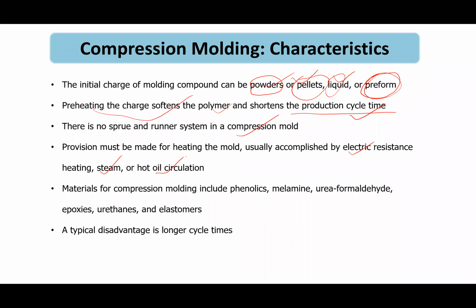So there can be many kinds of heating methods, and in this case, the materials are usually phenolic, melamine, and urea formaldehyde. Various types of material can be molded using the compression molding method. The typical disadvantage, the only disadvantage, as I already mentioned, is production cycle time. If you compare with injection molding, the typical disadvantage is the longer cycle time. It takes a long time for handling and producing compared to injection molding of plastic parts.